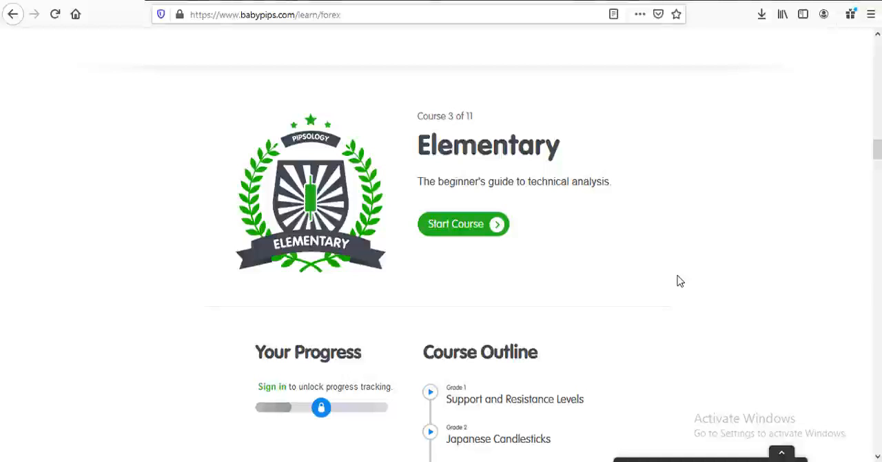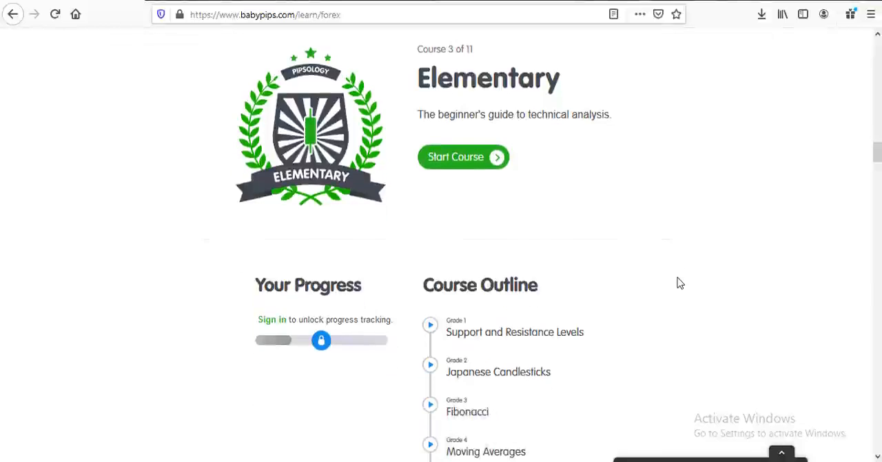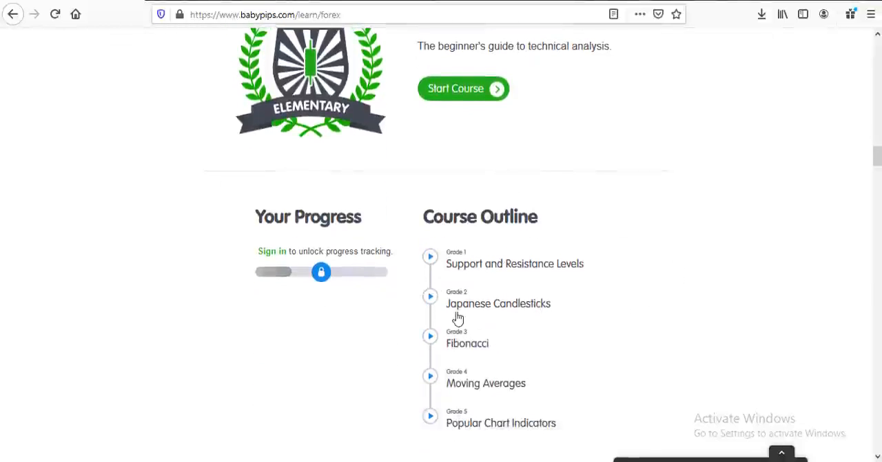We are still on elementary. We have considered support and resistance, the first one we considered Japanese candlesticks, and now we're about to begin grade 3, Fibonacci.